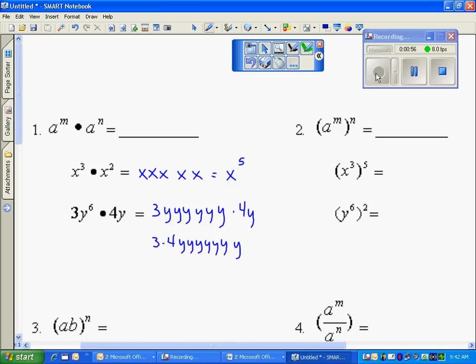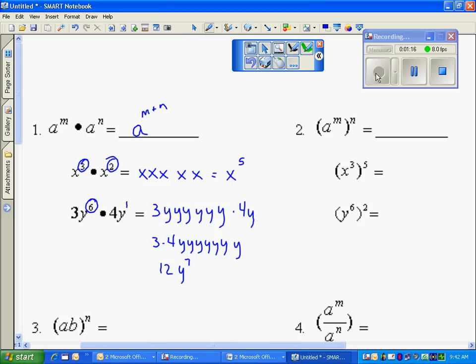Multiplying these numbers now, 3 times 4 is 12. And looking at my exponents and counting them up, I get y to the 7th. So if I'm looking at exponents, it looks like I got 6 and 1 is 7. I got 3 and 2 more. I'm going to keep the base, and I'm going to end up adding those exponents.